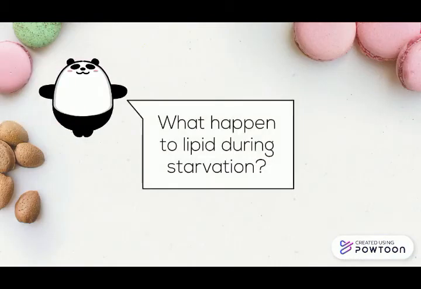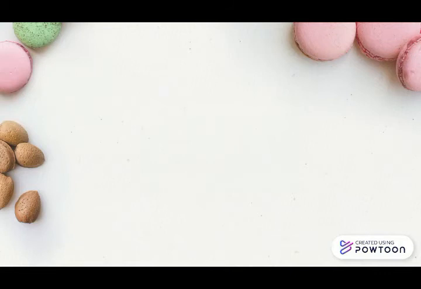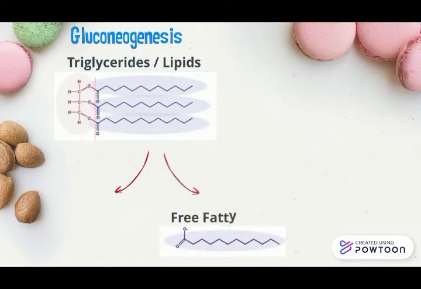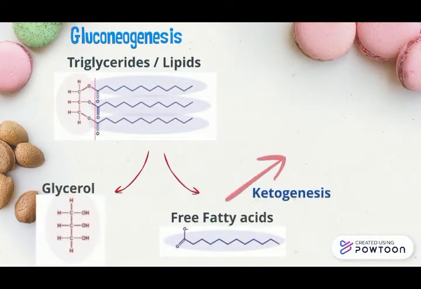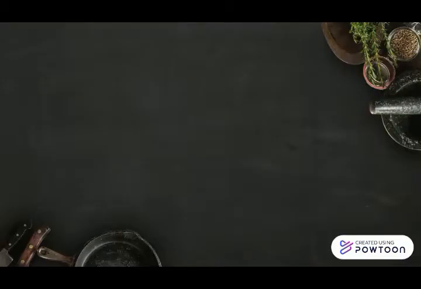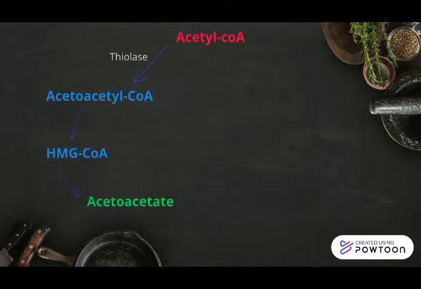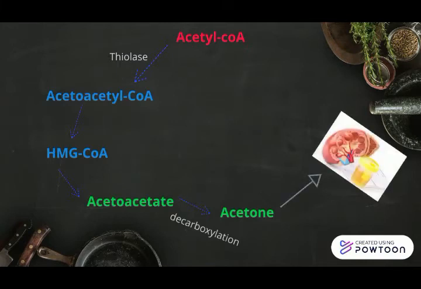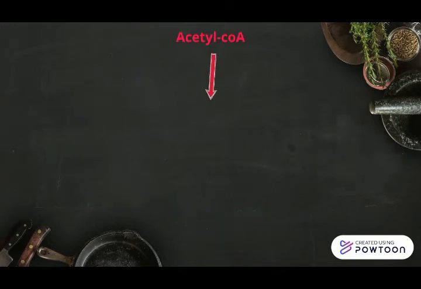What will happen to lipid during starvation? Lipid will undergo gluconeogenesis, in which lipid will be converted into glycerol and free fatty acid. Fatty acid will be broken down to acetyl-CoA by beta oxidation. Acetyl-CoA is converted into acetoacetate by undergoing several steps. Acetoacetate is then converted into acetone or beta-hydroxybutyrate. Acetoacetate will be converted back to acetyl-CoA and enter the TCA cycle.